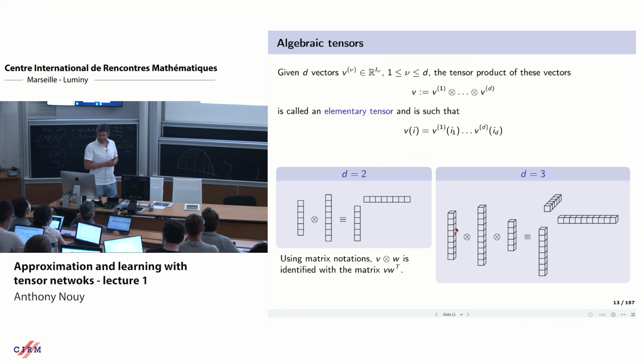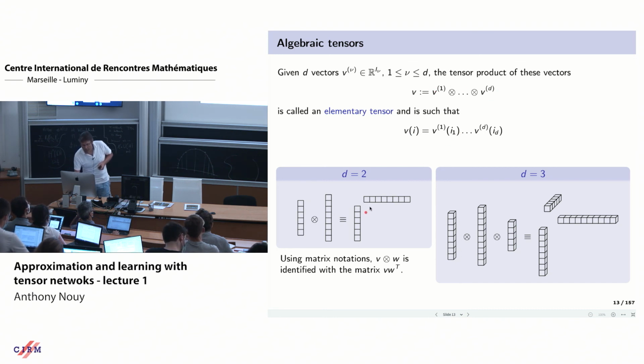Well, so now, given D vectors in these vector spaces, I define here what we call the elementary tensor product of these vectors. This is called an elementary tensor, and it is such that the entry i, for i equal i1 until id, is the product of the entries of the individual vectors that you have here.